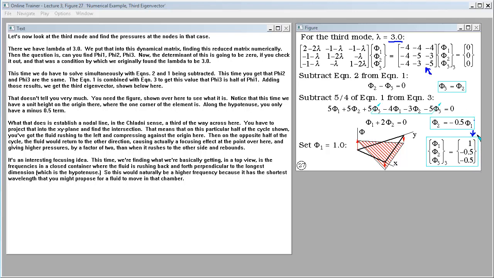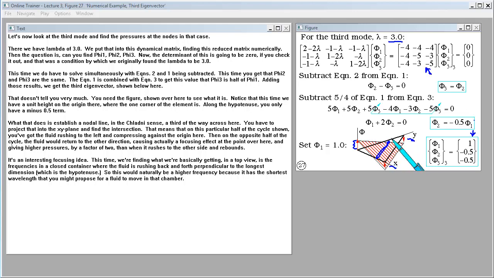That doesn't tell you very much. You need the figure shown over here to see what it is. Notice that this time we have a unit height on the origin there where the one corner of the element is, and then along the hypotenuse you only have the minus 0.5 terms. What that does is establish a nodal line in the Chladni sense, a third of the way across here, and I have to project that into the xy plane and find the intersection.